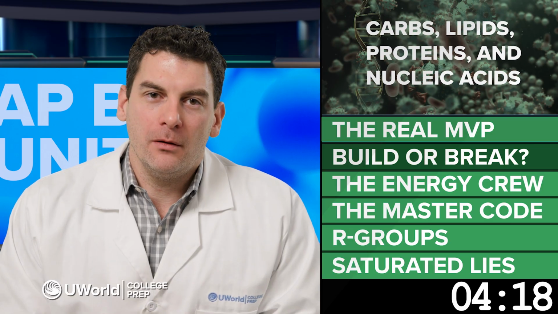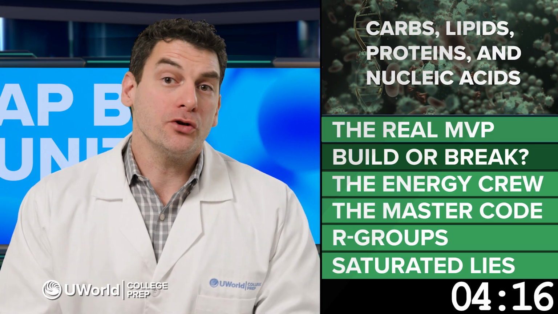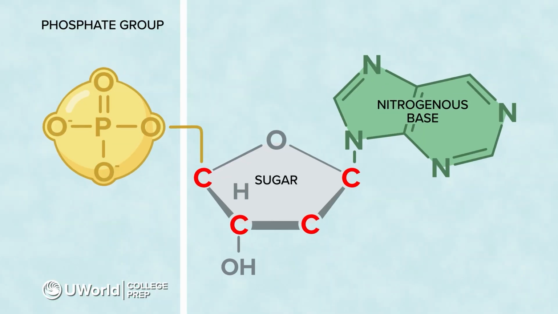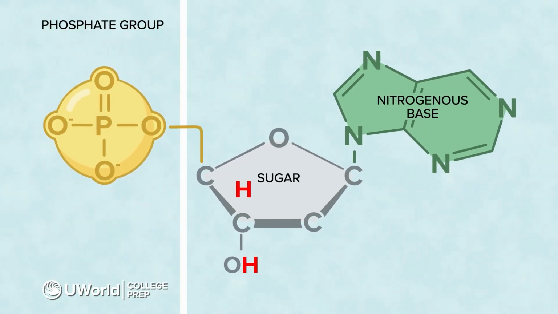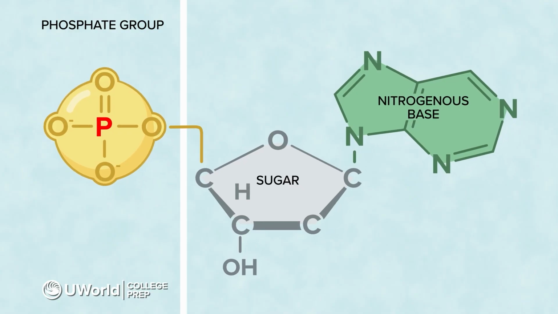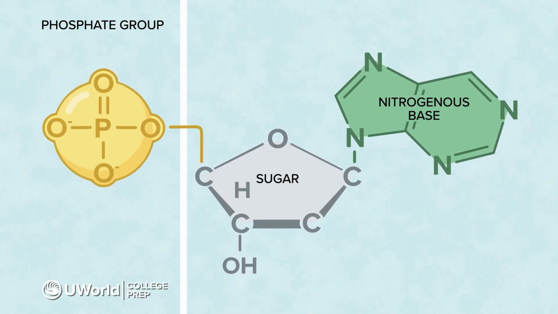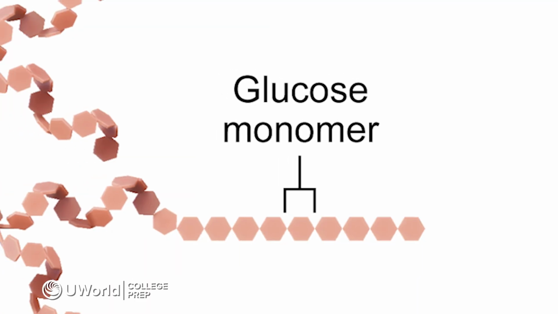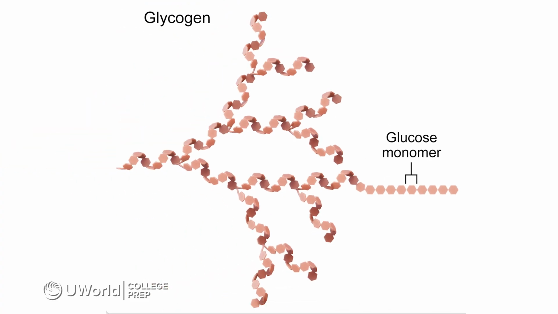The next segment, build or break. Biological molecules, the real building blocks, they're mostly built of carbon, nitrogen, oxygen, and hydrogen atoms. Sometimes sulfur and phosphorus join the party too. Biological molecules are like Legos. The individual building blocks are called monomers, and the constructed set is a polymer.